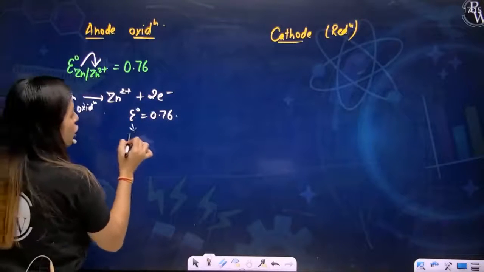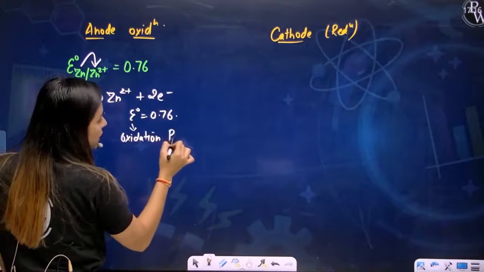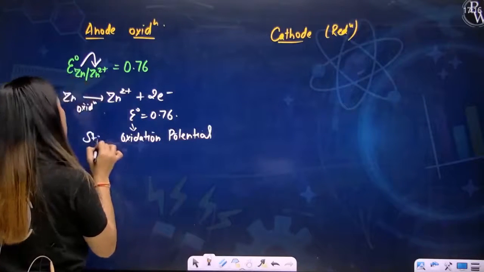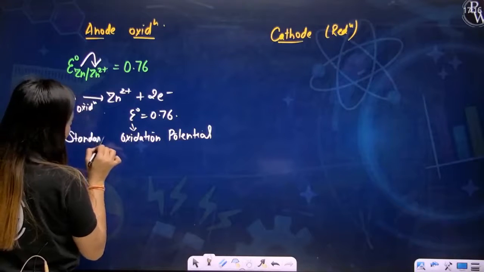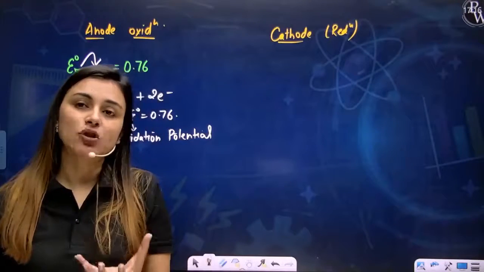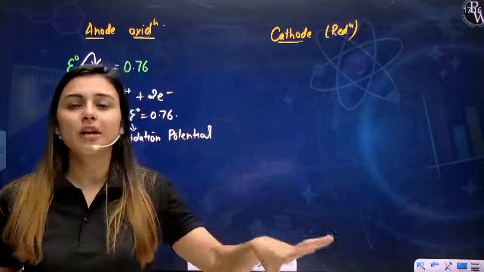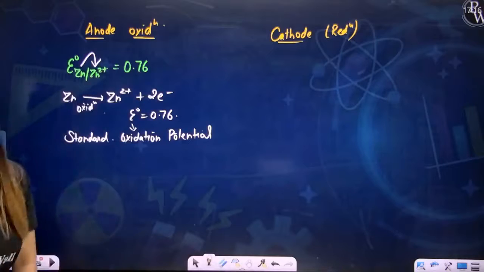So this is the oxidation potential. This is the standard oxidation potential. The E naught values actually give you the extent to which that reaction can oxidize or reduce. Here the extent that it can oxidize is 0.76 volts.